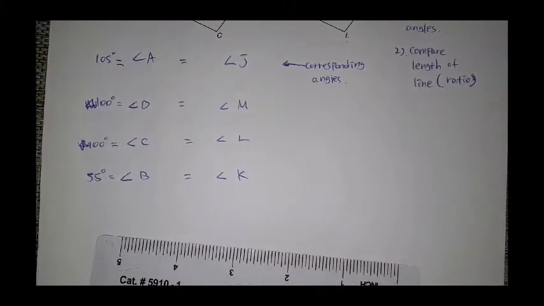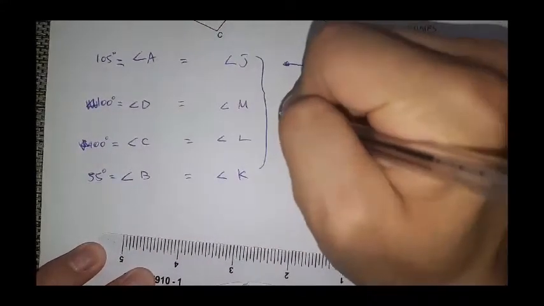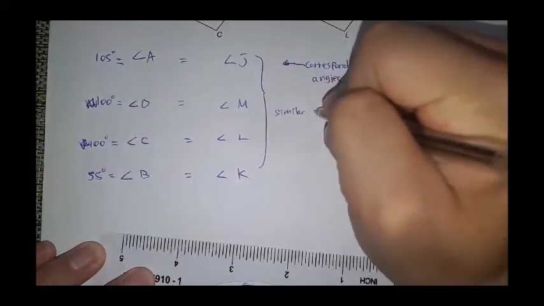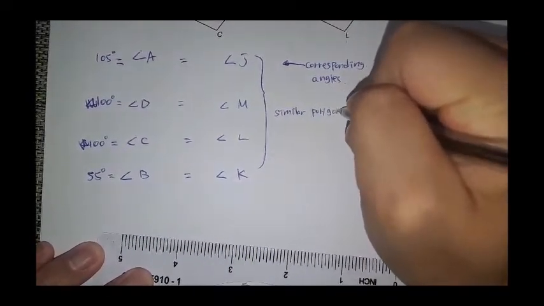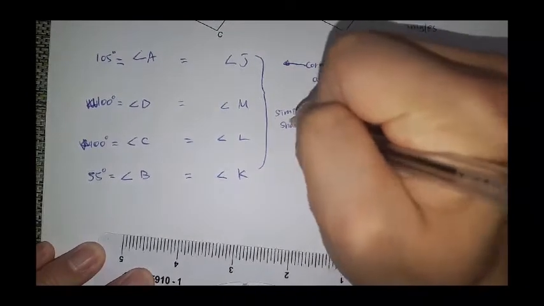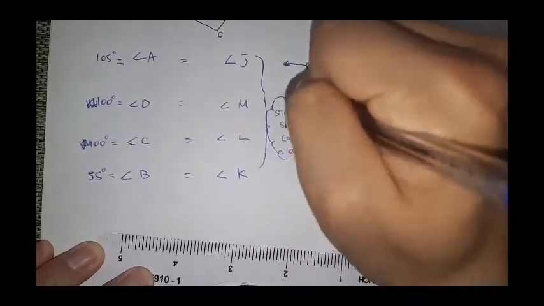So long story short, when it comes to similar polygon, they share corresponding angle, and quantity should be identical. So I like to say similar polygons share identical corresponding angles. That's one conclusion.